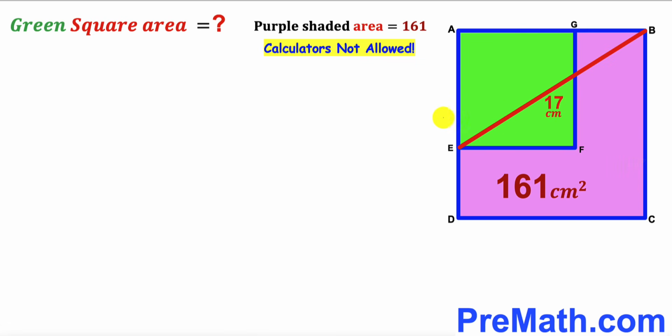We have this big square ABCD and the smaller green square EFGA put together, as you can see in the given diagram. As a result, we end up with this purple shaded region. The area of this purple shaded region is given as 161 centimeter square. Moreover, we have this segment EB, and its length is 17 centimeter. Our task is to calculate the area of this green shaded square EFGA.